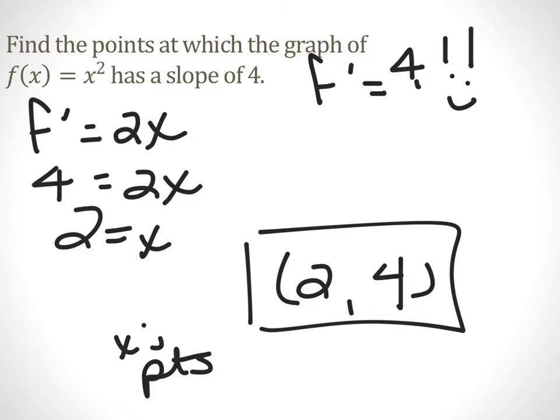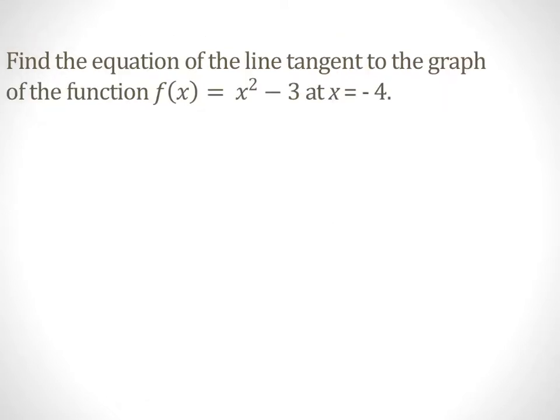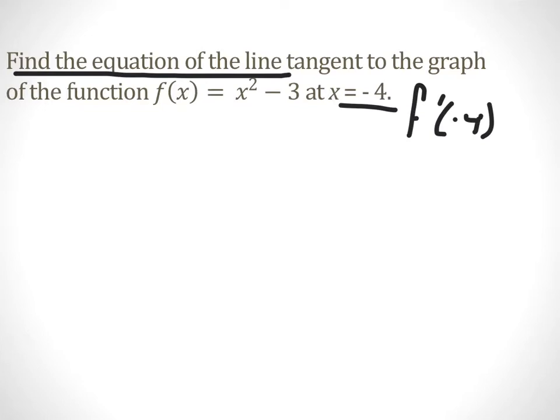Be careful of what it's asking you for. These kinds of problems can change to be "find the equation of the line" as opposed to actually just getting points or an x value. They want us to do this at x equals -4, so that means we're going to take the derivative and then evaluate it at -4 to get the slope.